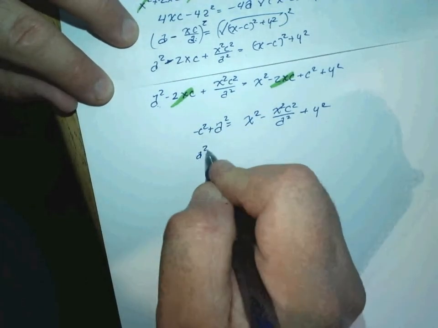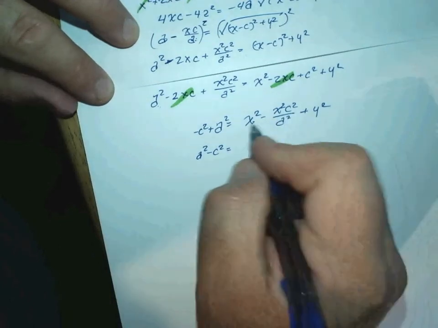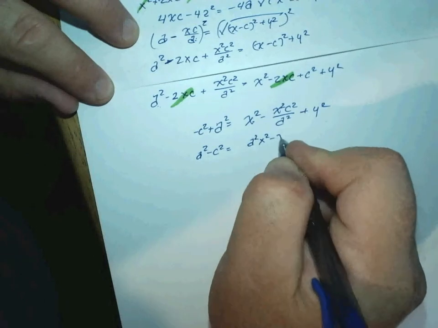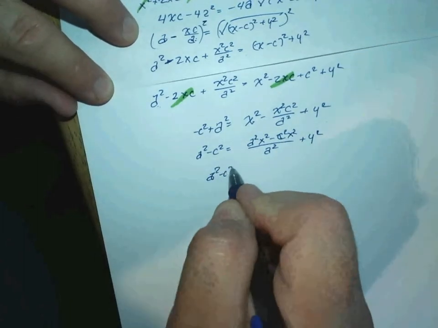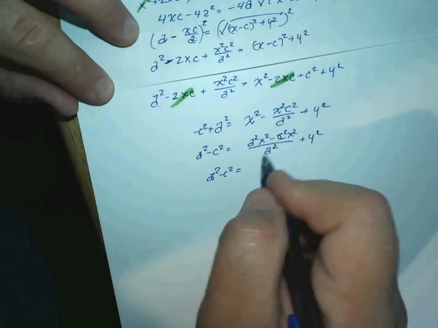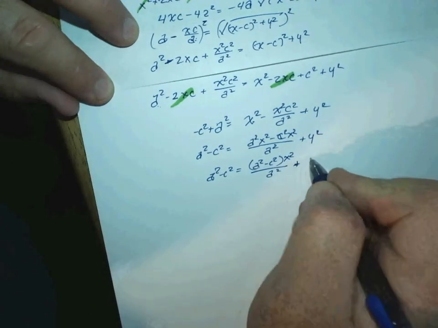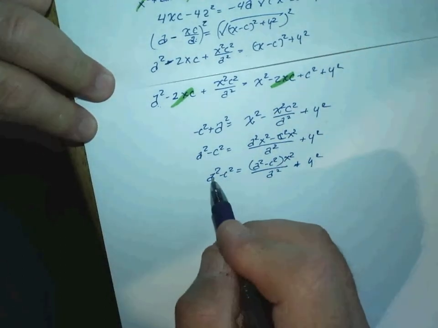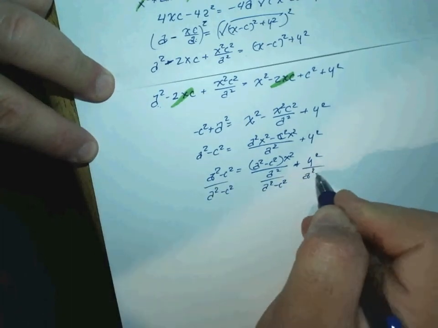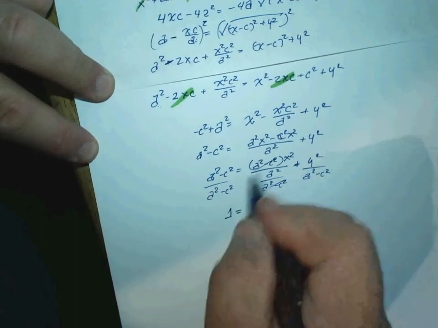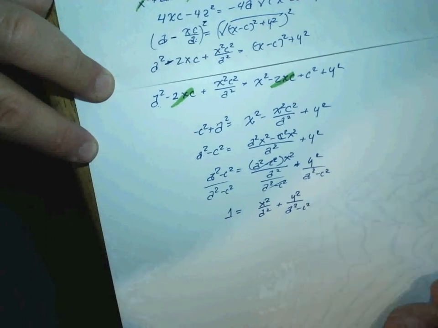And so now, over on the left, I have a² minus c². On the right, I've got x² minus x²c² over a². Let's get a common denominator of a² on this. Okay, factor out the x² from this. And now, as a final step, let's divide by a² minus c². Those cancel, leaving 1. These cancel here, leaving x² over a². And these over here, that's y² over a² minus c².